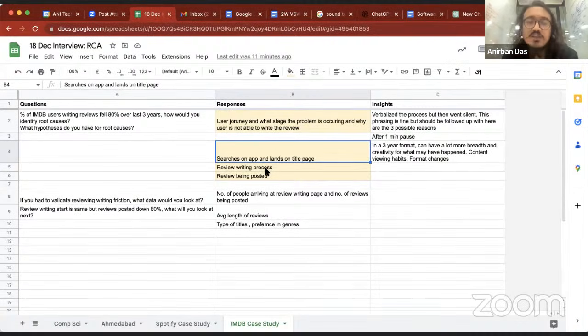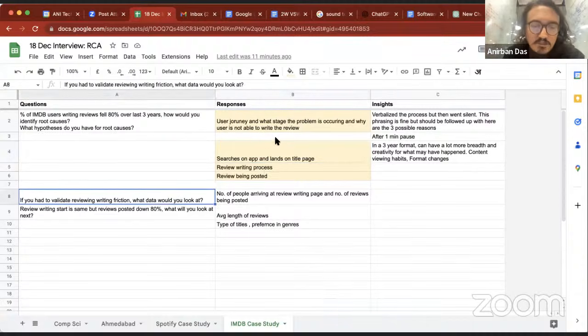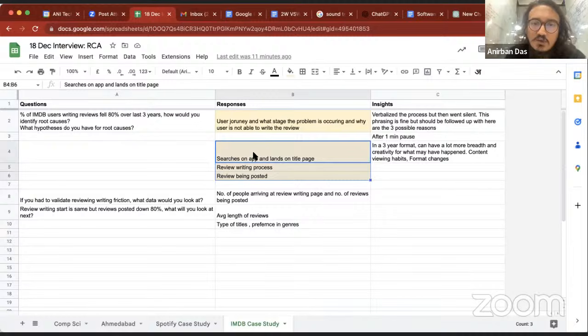Maybe before posting, they're checking how many reviews might have already been posted, which might be an input. Because a user who sees that there are already 10,000 reviews for a show versus a user who sees there are only 10 reviews for a show, maybe the probability of posting reviews is different. So all those nuances and aspects got missed, because you broke it down into only 3 steps. So it was somewhat a little bit high level.